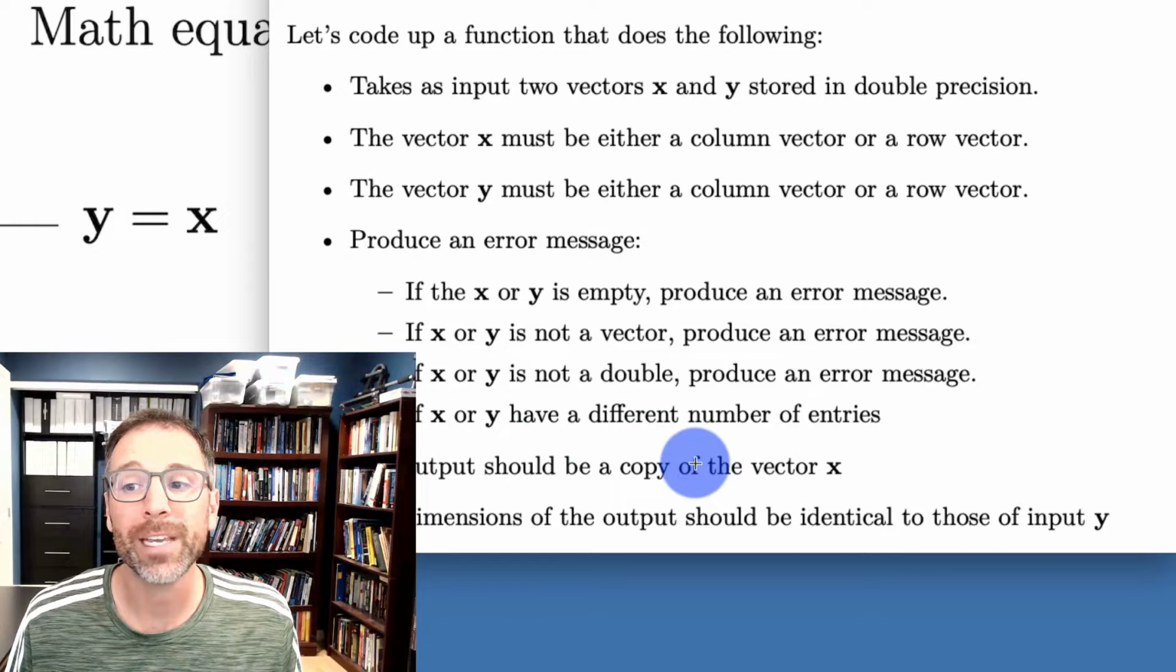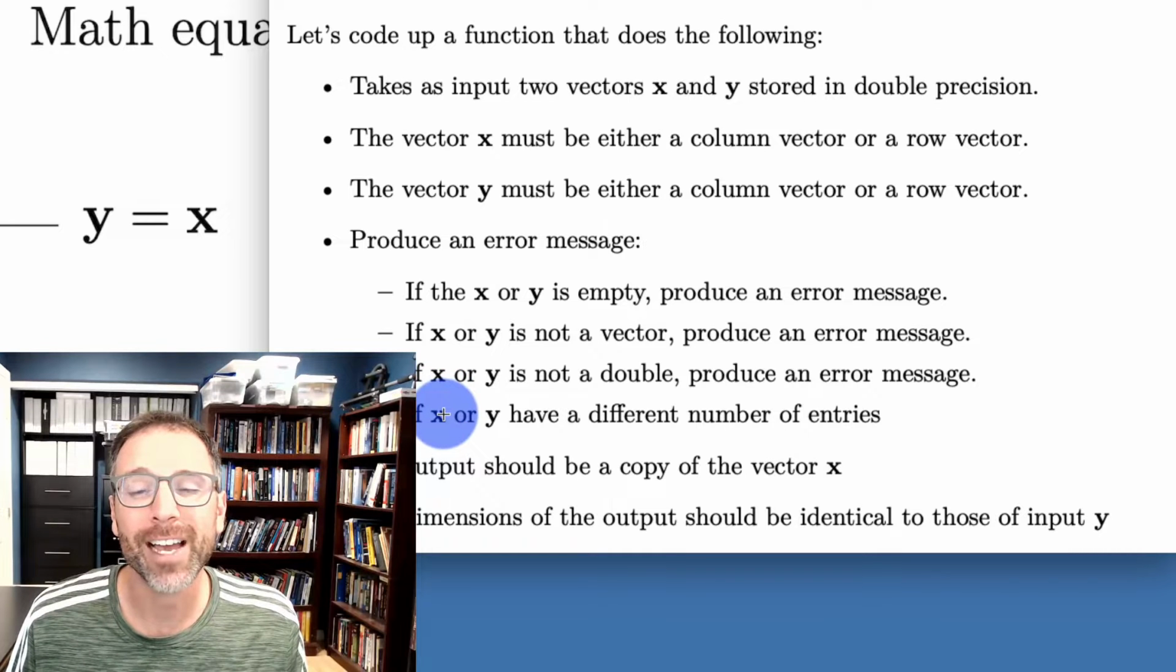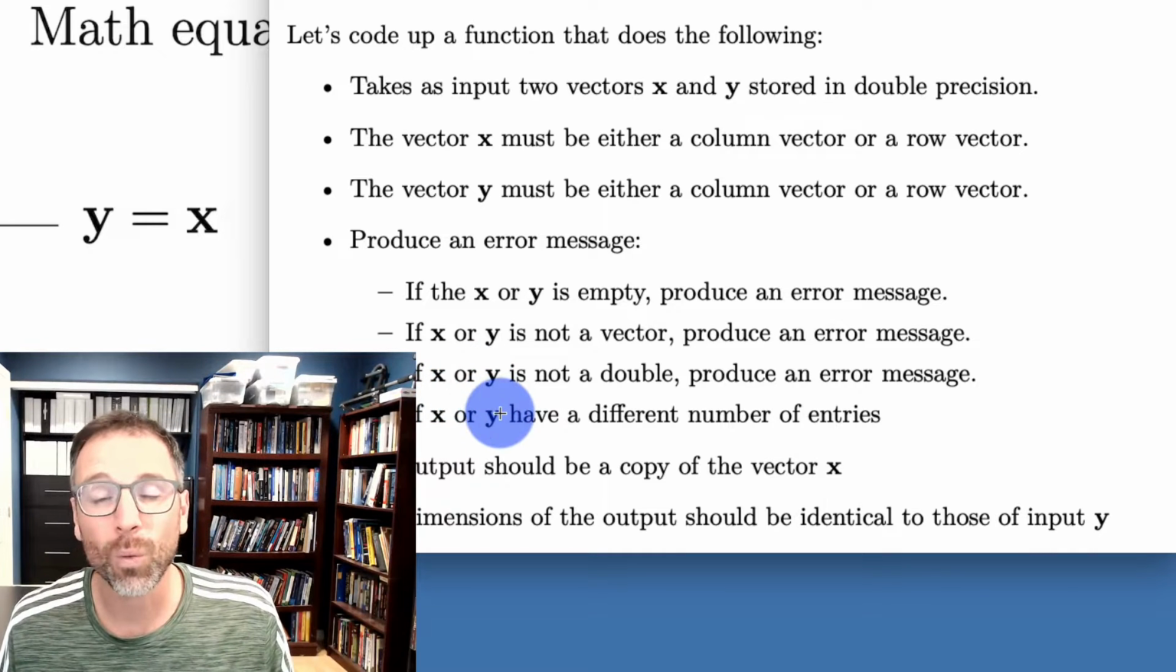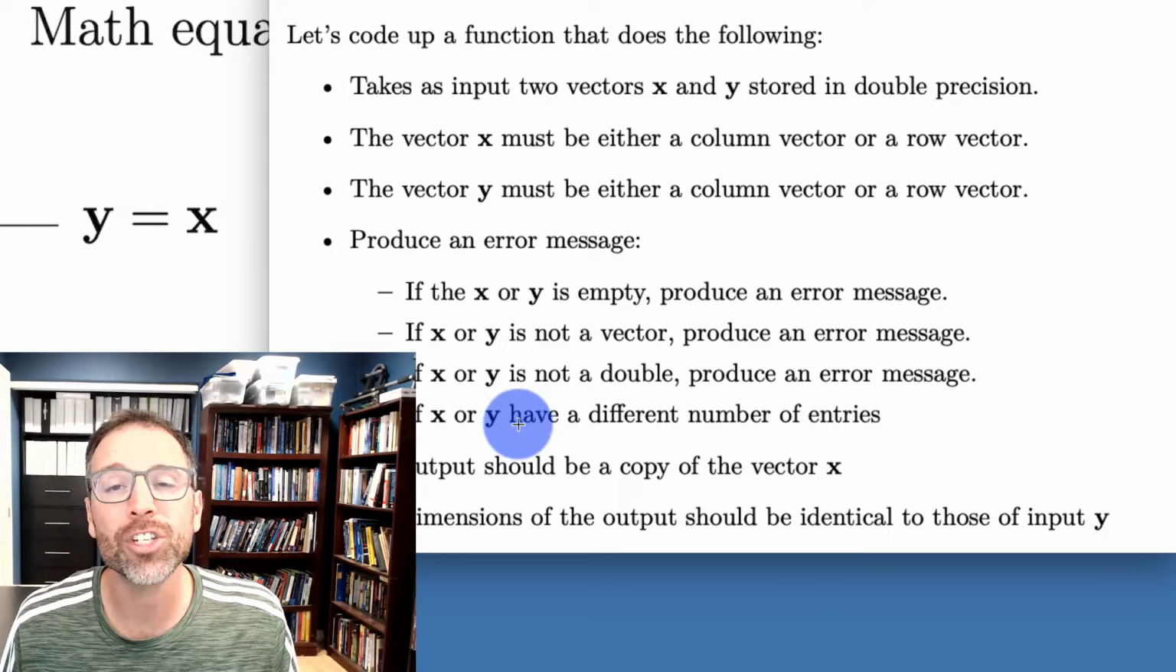The output should be a copy of the vector x into the vector y, but the dimensions of the output should be identical to those of y. So notice that we do not require in this situation that x and y have the same dimensions. What we're going to do is copy the entries of x into the vector y, but the dimensions of the output are going to match the dimensions of input vector y, not the one that we're copying.